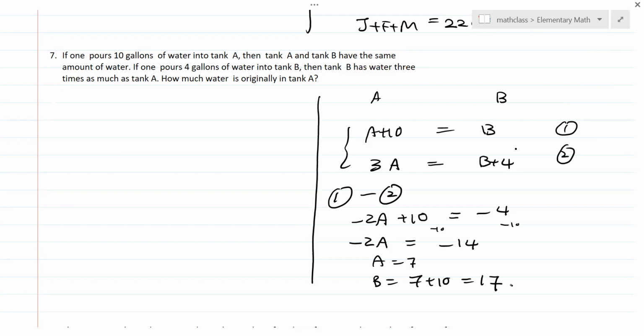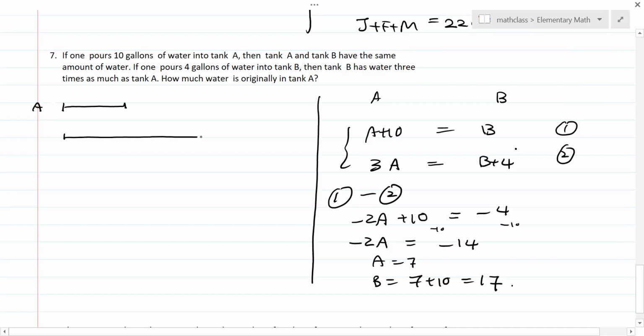All right, so let's draw the picture to understand this problem. So this is the amount of water in A. This is the amount of water in B. Why did I draw a longer one? Because after I pour 10 gallons of water, right? Then there's a gap. So that's a picture.